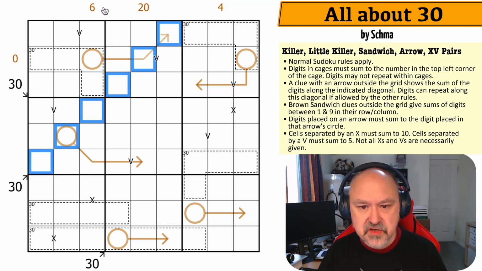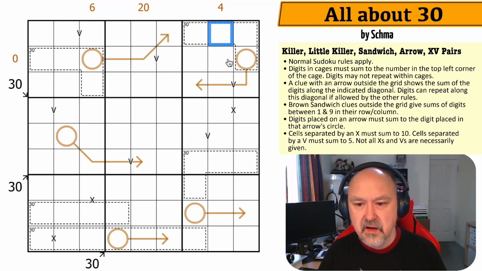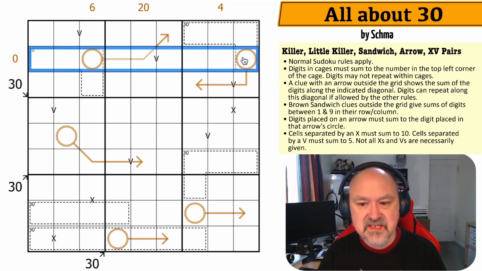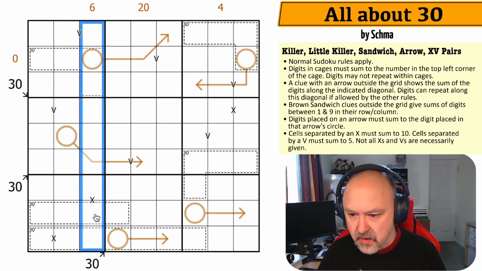The brown sandwich clues outside the grid give the sum of the digits between the 1 and the 9 in their row and column. These were originally also black, but people can get confused, so I've just recolored those clues so that the sandwich clues and the little killer clues are well known. But this gives the sum of the digits between the 1 and the 9 in their respective row and column.